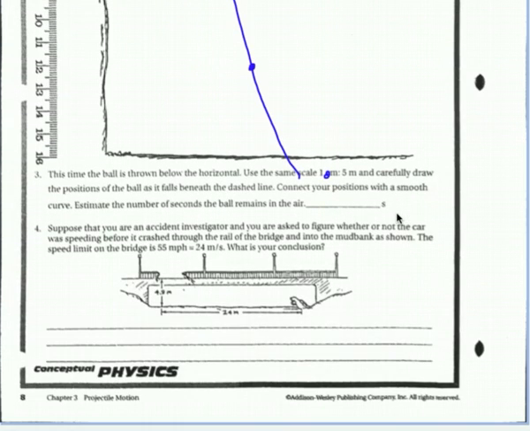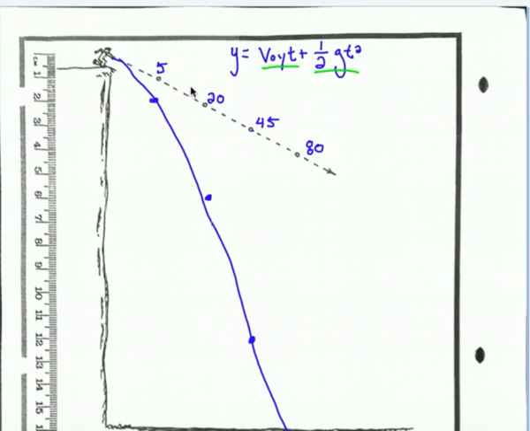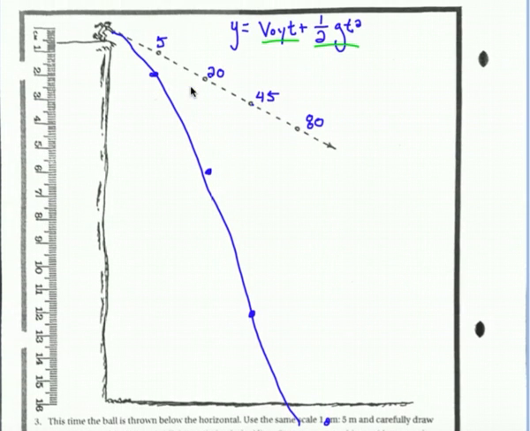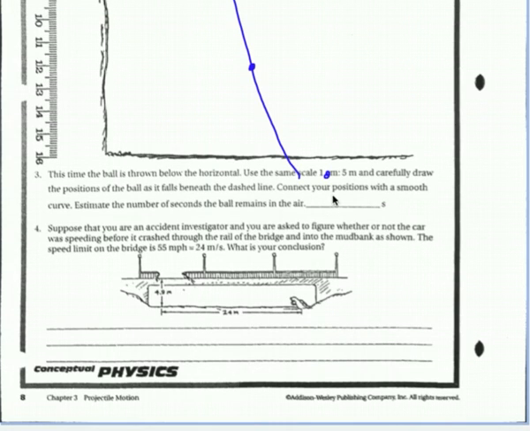All right. And then we can estimate the time the ball is in the air, and we can see that it hits the ground sometime before this 4-second mark. So we can put 3.5 seconds there.